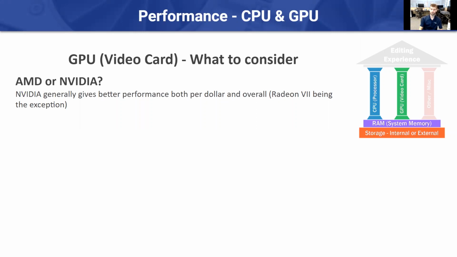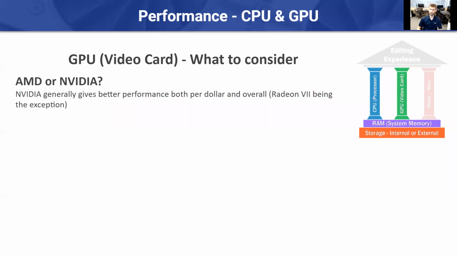Now they have their Super cards, NVIDIA Super. And those cards really allowed NVIDIA to take the lead. So right now, NVIDIA is generally better, either performance per dollar or just overall. You're just going to get better performance for the same dollar and overall with NVIDIA.